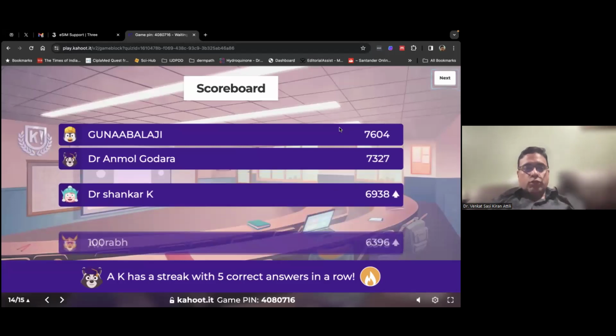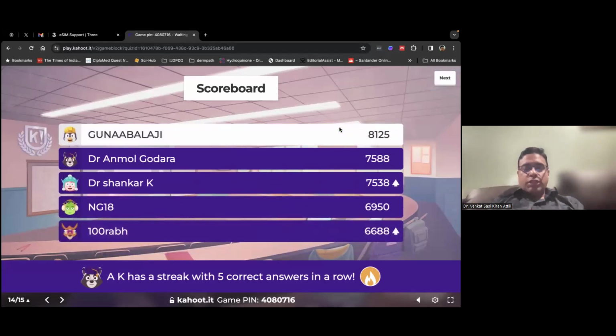Let's see what the leaderboard is looking like. So top 2 haven't changed. So Anmol and Dr. Shankar, you've got a chance to beat Dr. Gunabalaji. NG18 and 100 Rab, you've got a chance to go to the 2nd or 3rd position. I don't know what the 6th and 7th are like, but maybe you have a chance as well. With the last question coming up now.